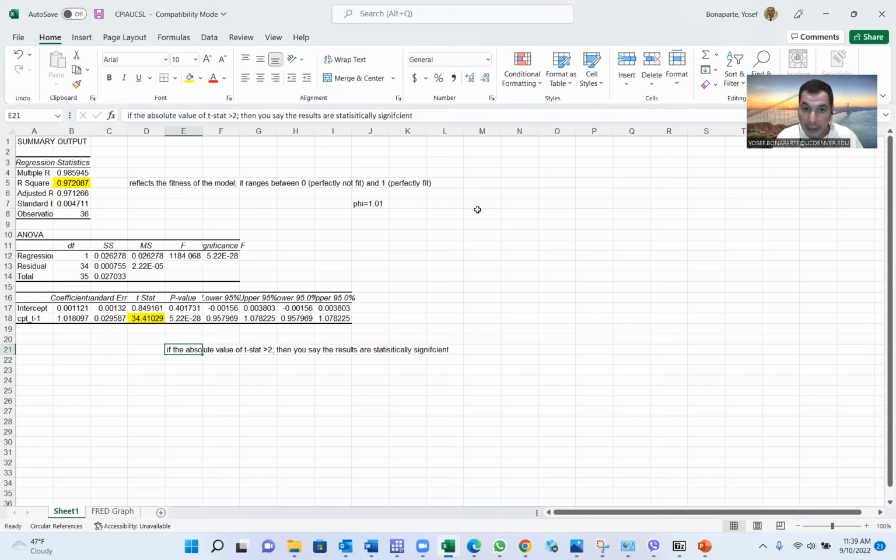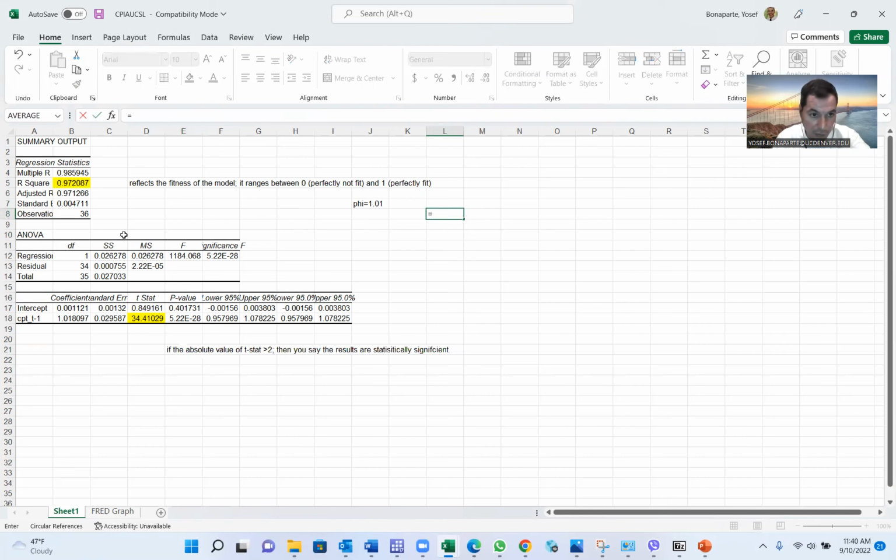Now, before we go there, let's assume phi is not 1.01 but 0.9, just out of curiosity. For example, let's assume phi equals 0.9. The desired inflation is 2%. The current inflation is, let's assume, 9.1%.